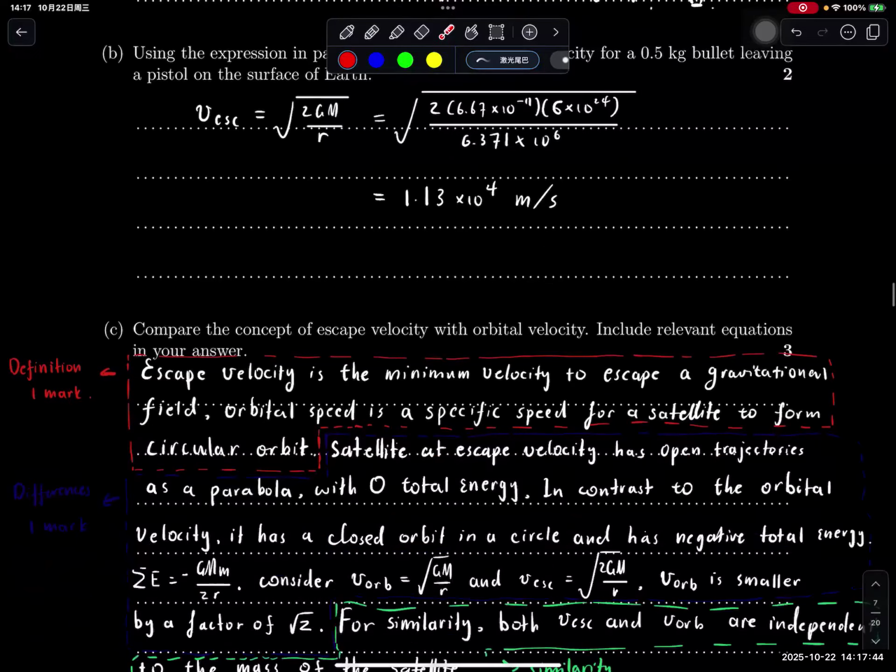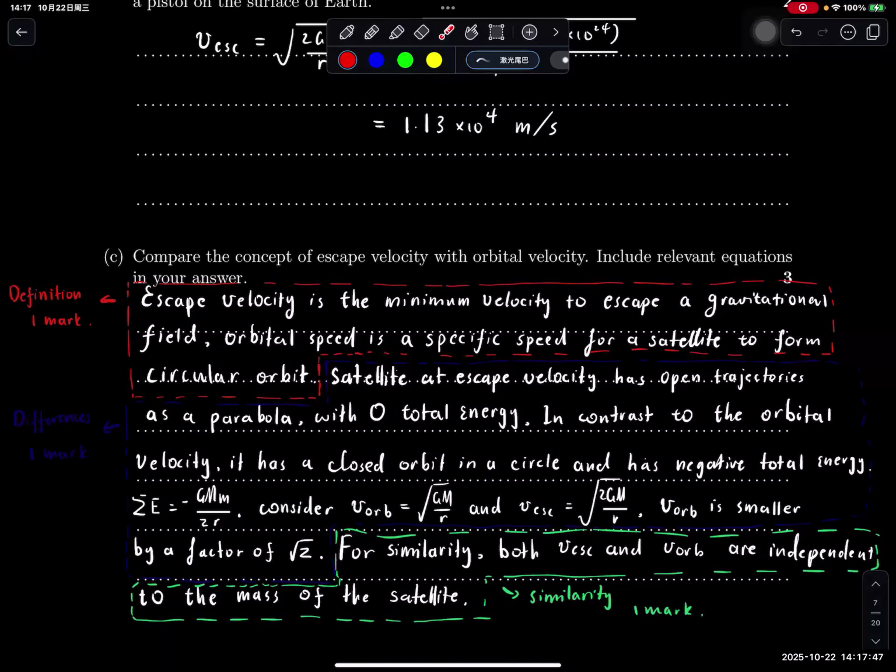Okay, should be fine. Question C. Compare the concept of escape velocity with orbital velocity. For this question, I particularly made annotations on how to get marks. These are similar and also different concepts, so make sure to include both similarities and differences because it's a compare question. Even though it's not a big compare, you should give similarities and differences simultaneously. Also define them. It's very important to get that extra mark. So have a read. This is a pretty easy question.